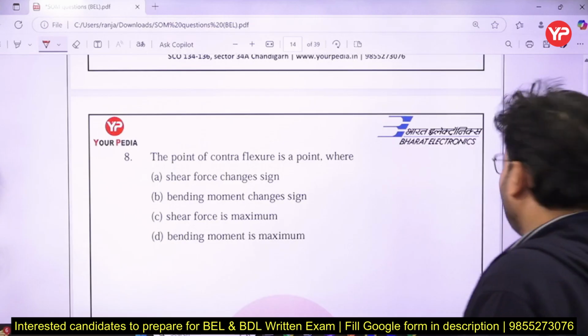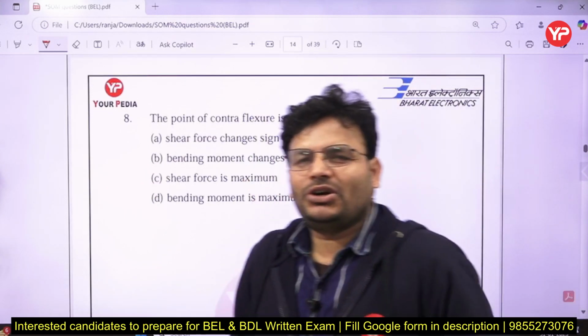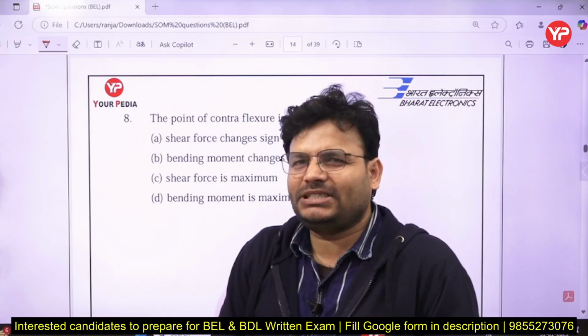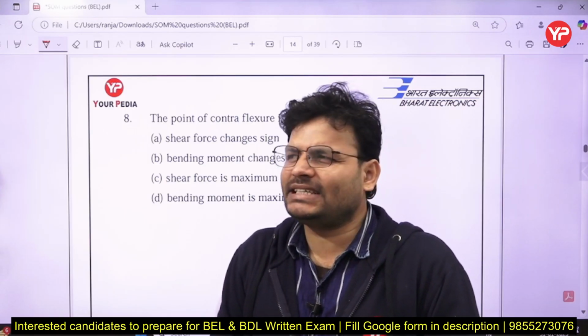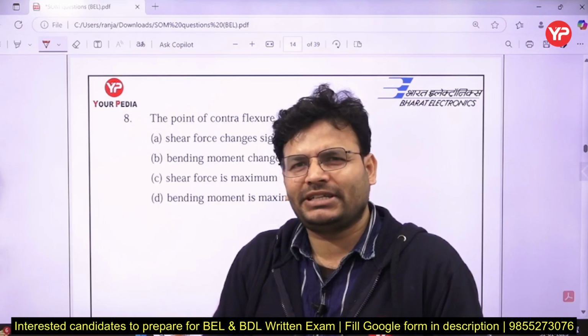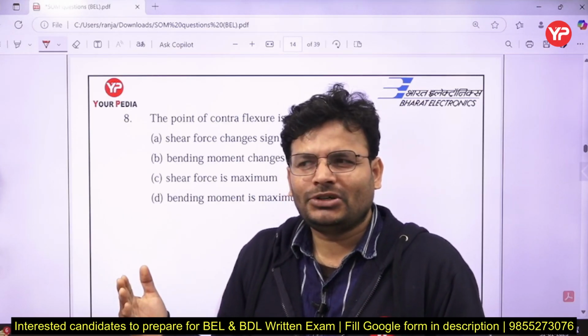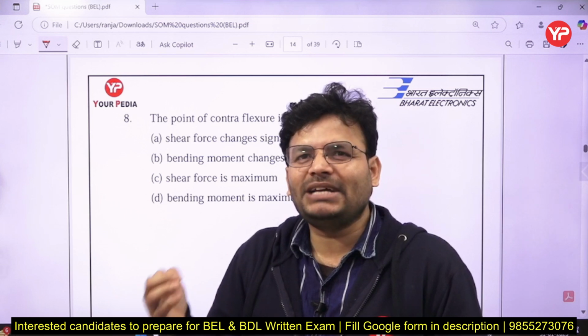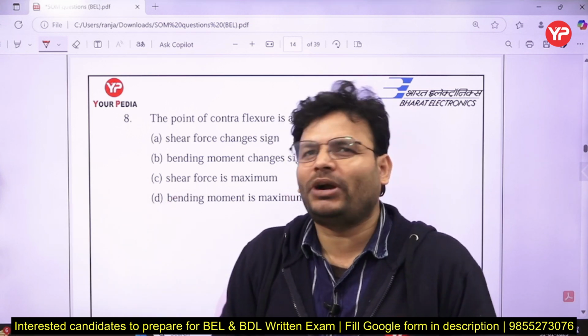Next question. The point of contraflexure is a point where... What do you mean by point of contraflexure? Basically, the point of contraflexure is that point where the bending moment changes its sign. What do you mean by bending moment changing its sign? It means if the bending moment goes from positive to negative, the point at which it changes its sign from positive to negative, that particular point is known as what?